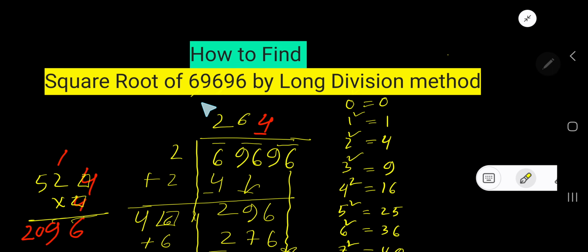So the square root of 6,096,096 by the long division method is 264.